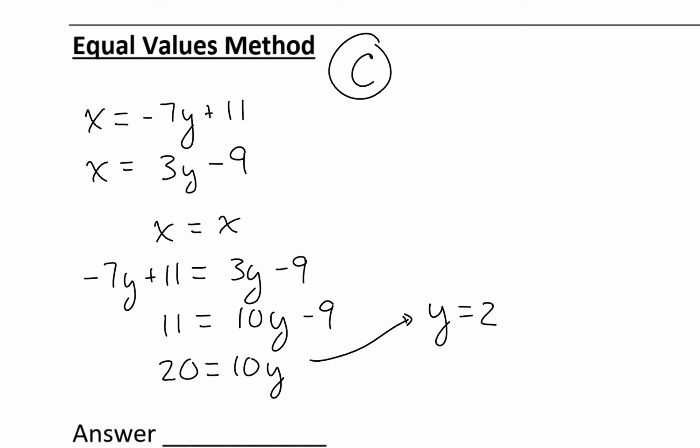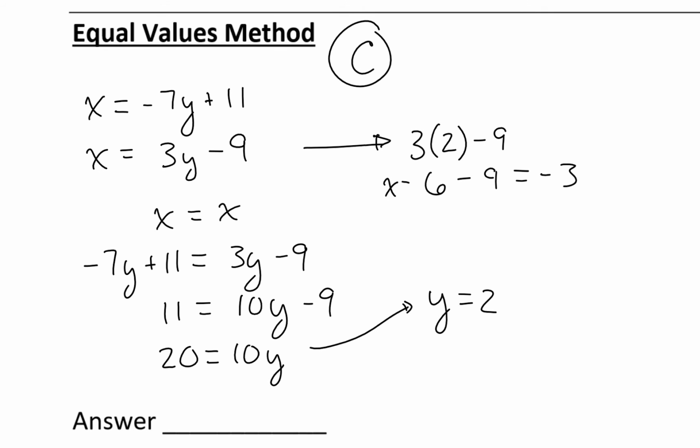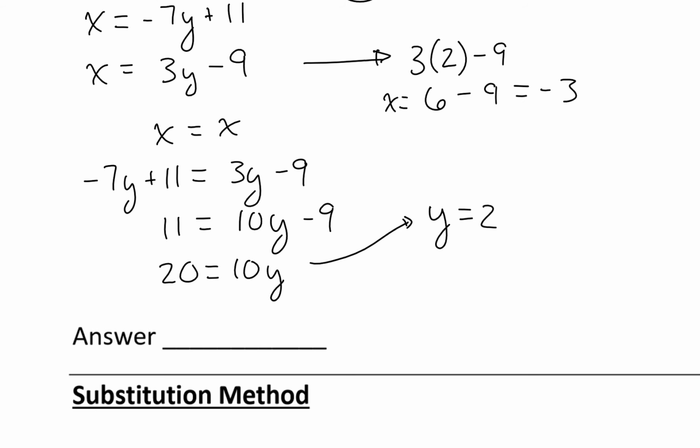I'm going to plug that into the second equation because I prefer how it looks. That gives me 3 times 2 minus 9, which is 6 minus 9, which is negative 3. So I believe that x is negative 3. I'm going to write my answer as a coordinate pair (x, y) because that's what the instructions say: (negative 3, 2).